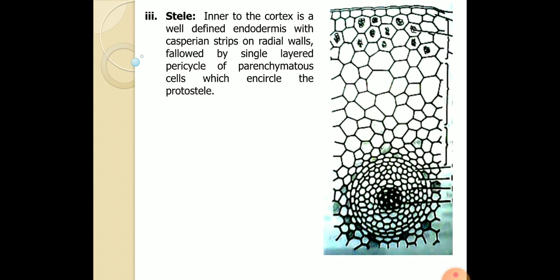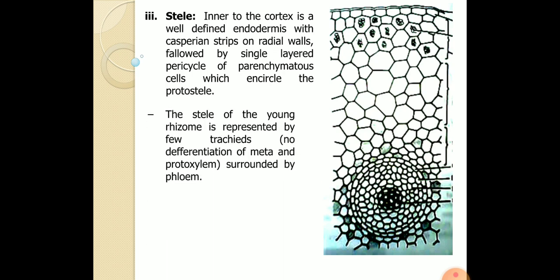Okay, next the central region, that is called the stellar region. Inner to the cortex, there is a well developed endodermis with Casparian strips on the radial walls, and a single layered pericycle of parenchymatous cells which enrich the protostele. What we have to observe in the pteridophytes is the stellar arrangement, that is a protostele, mixed protostele, heptanostele. So there are different types of stele present in pteridophytes, because they are vascular plants, with the arrangement of the xylem and phloem. In the center, the pith region will be there.